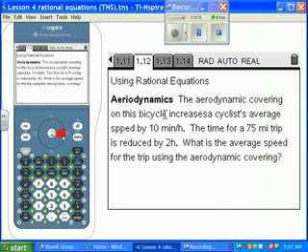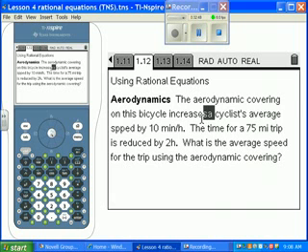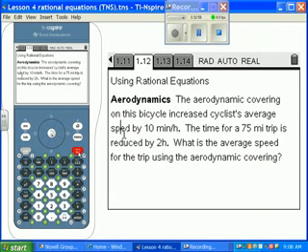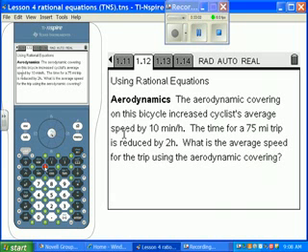Okay, so we've all decided that I can't spell. This needs to be aerodynamics. And it needs to be increased speed. Cyclist's average speed by 10 miles an hour. The time for a 75-mile trip is reduced by 2 hours. What is the average speed for the trip using the aerodynamic covering?